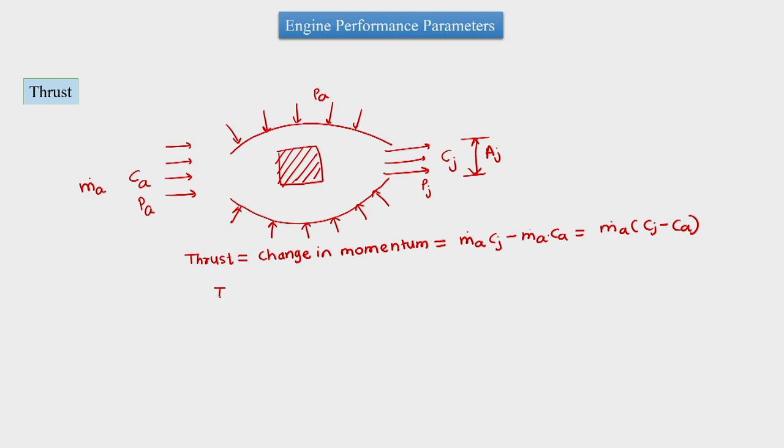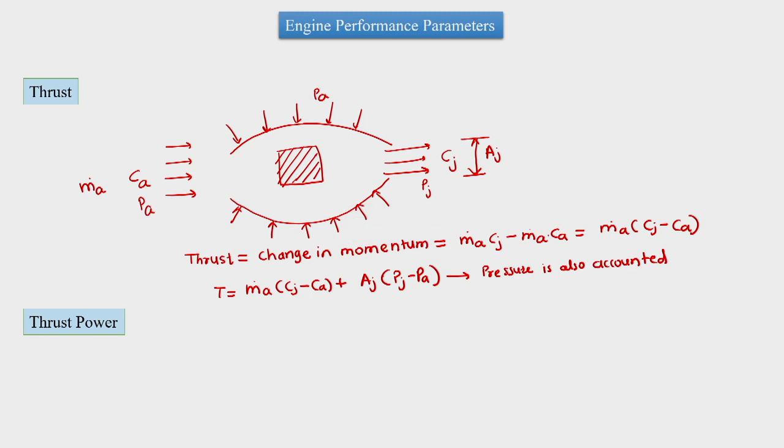However, if we consider the pressure component of the thrust, then the formula for thrust also has a pressure term, which is Aj into (Pj minus Pa). So this is the thrust which accounts for pressure as well. Thus this is the formula for thrust.